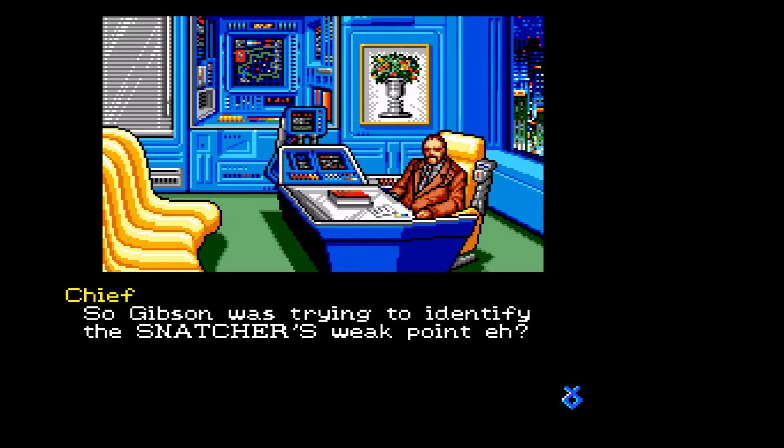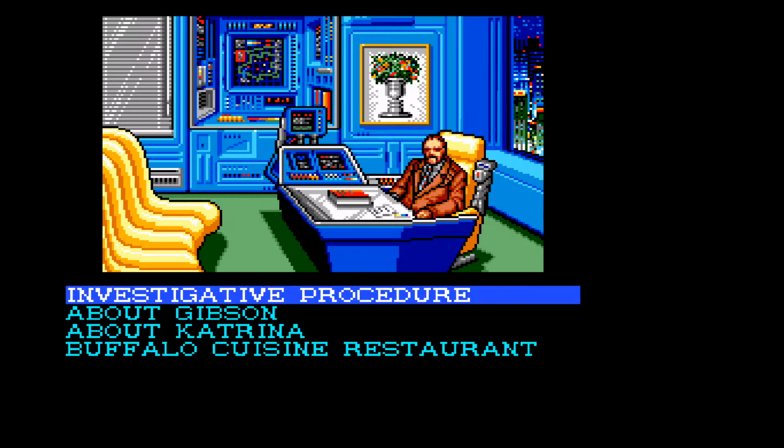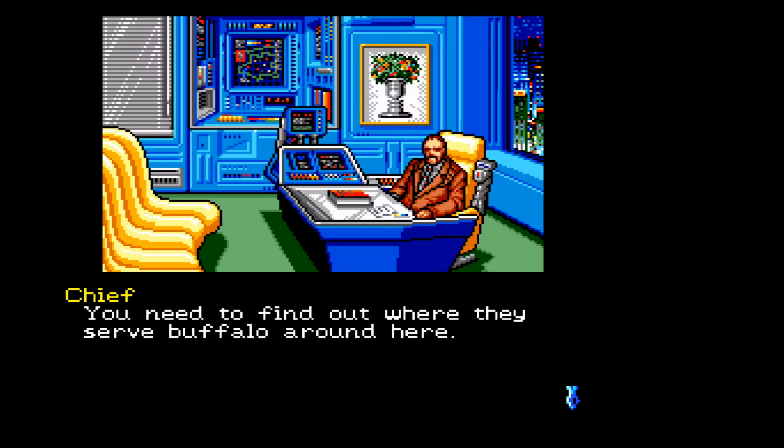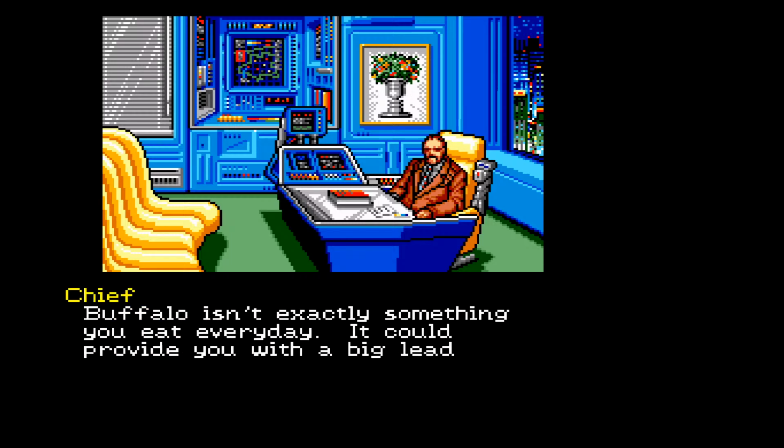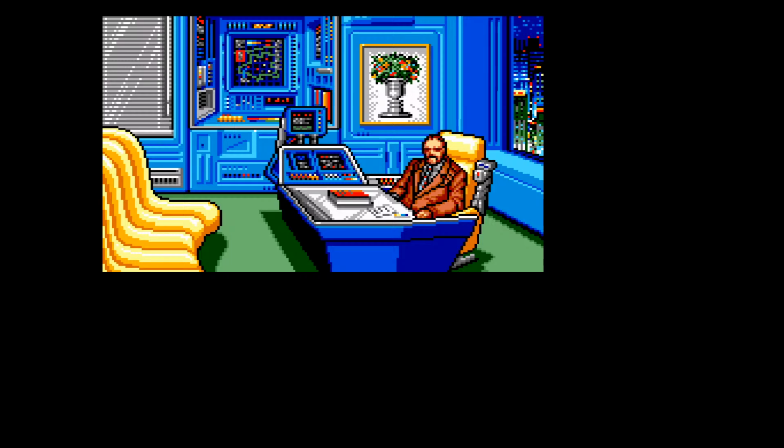So Gibson was trying to identify the Snatcher's weak point, eh? Even though he had an ulcer going, he was eating buffalo. Buffalo isn't exactly something you eat every day. It could provide you with a big lead in your investigation.